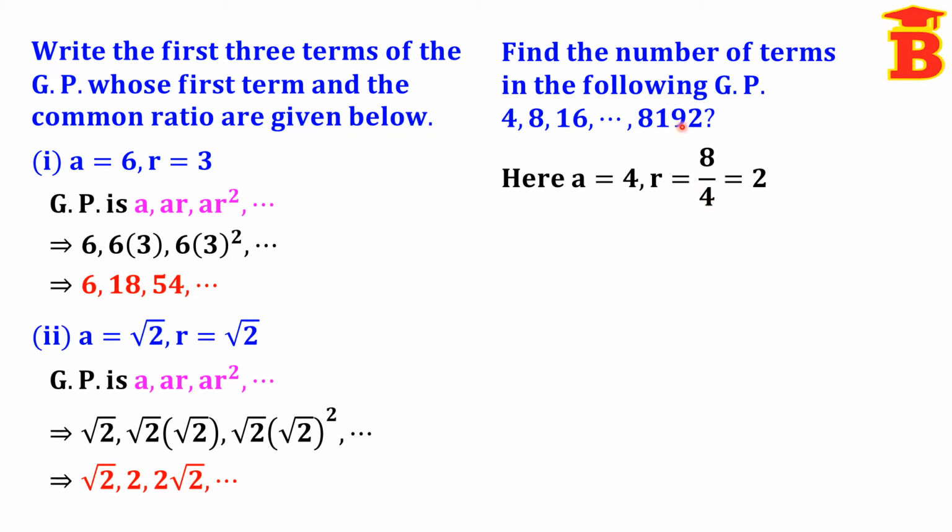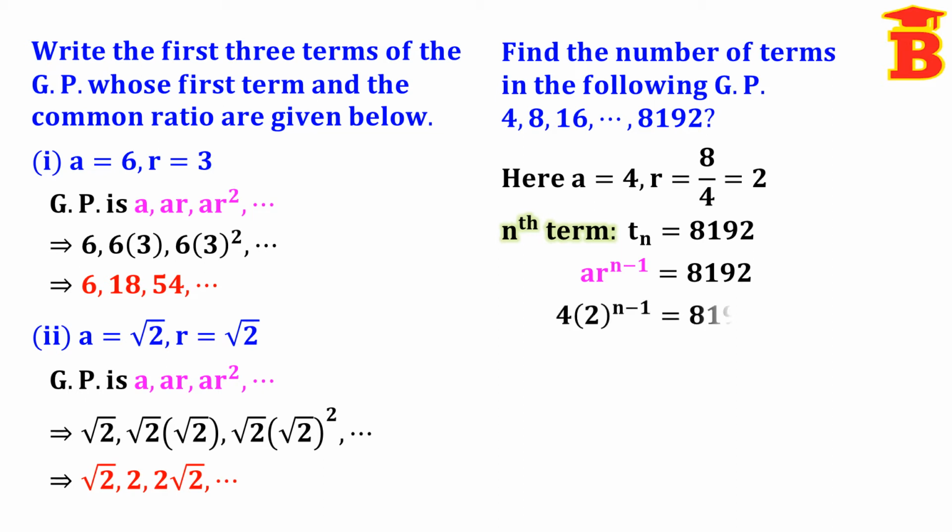Here the nth term is given. So the nth term Tn equal to 8192. We know that Tn formula ar power n minus 1 is equal to 8192. We have to simplify this and find the value of n. Here substitute a value 4 into r value 2 power n minus 1 equal to right hand side 8192.